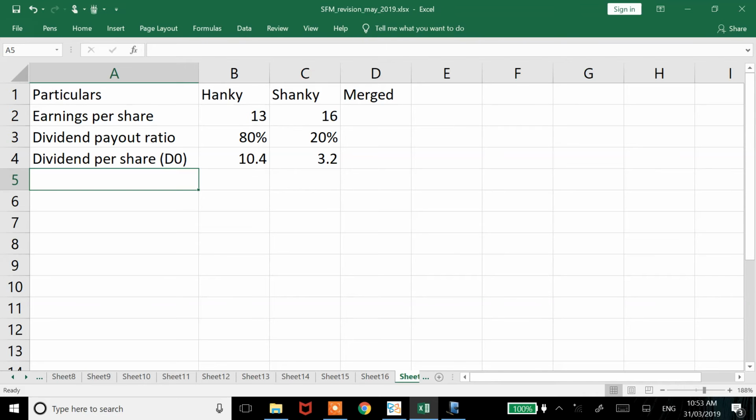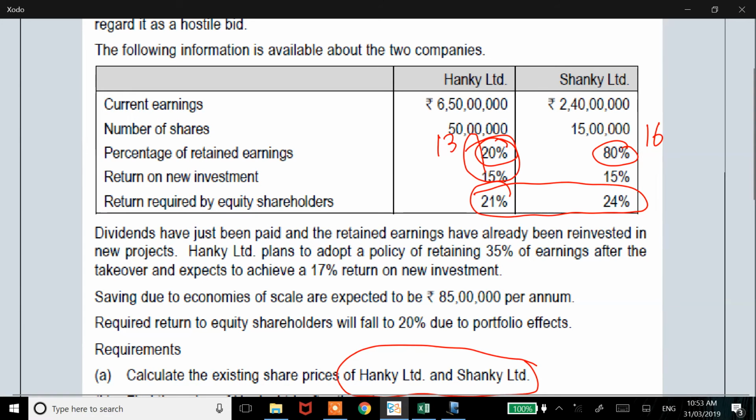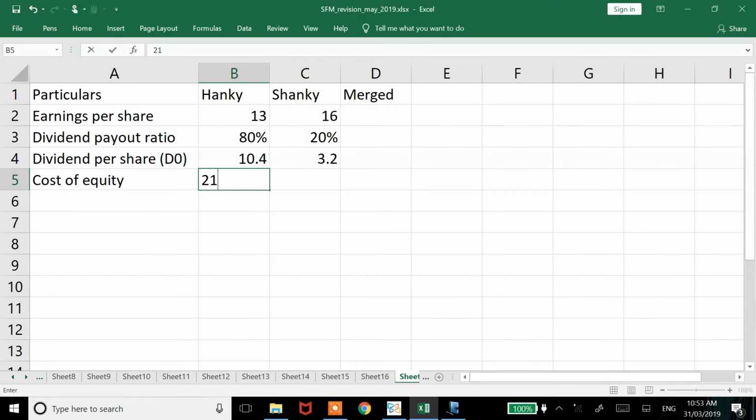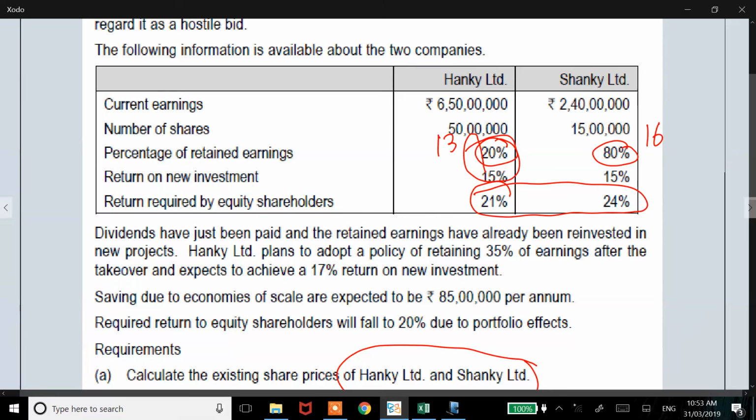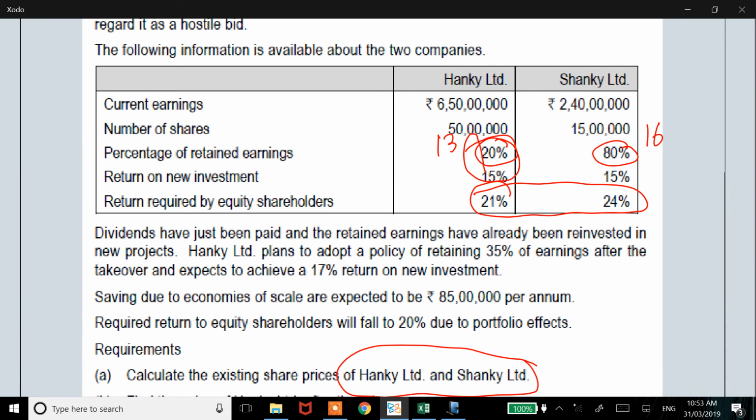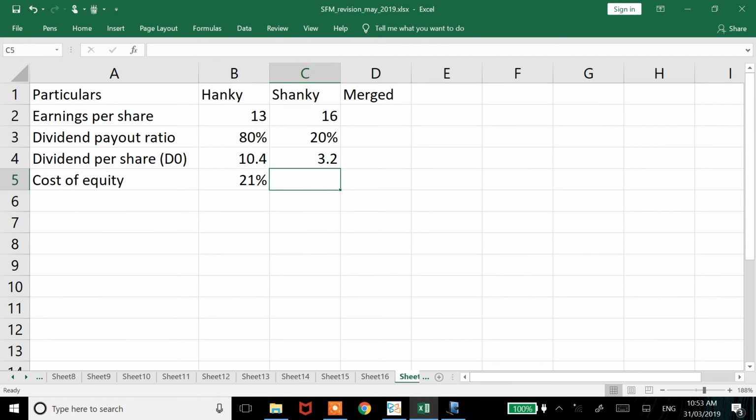I need KE minus G. Cost of equity for this first entity is 21%. Return required by equity shareholders, that's your cost of equity, 21% and 24%. Next item is what?